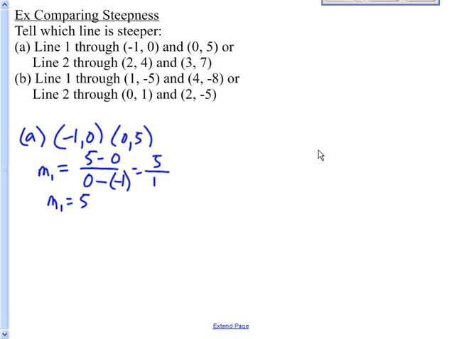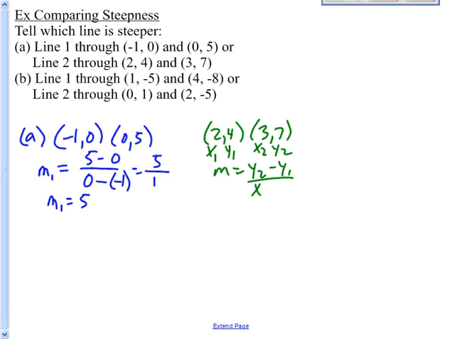And then we'll go and we'll compare that to this line 2, which goes through 2, 4, and 3, 7. x1, y1, x2, y2. Of course, I'm plugging it into this, right? 7 minus 4 over 3 minus 2. So we've got 3 over 1. So slope of line 2 is 3.